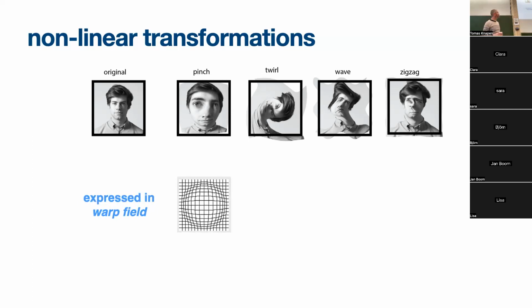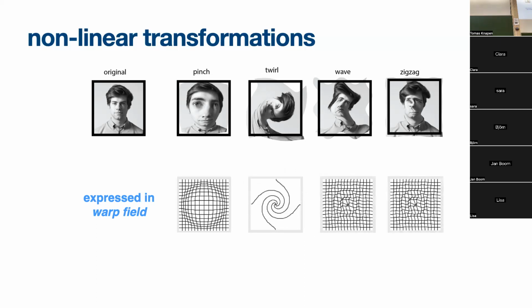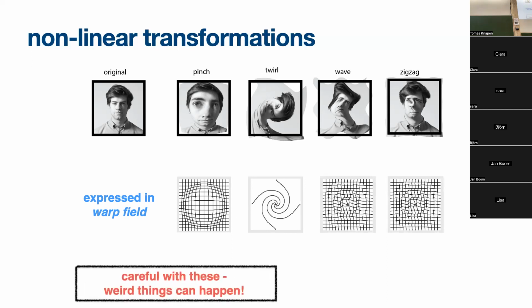So nonlinear transformations are expressed as a sort of warp field, right? So as if all of a sudden Dan has a huge nose, or he does this really weird yoga pose, and so forth. So here you have a bunch of different warp fields.